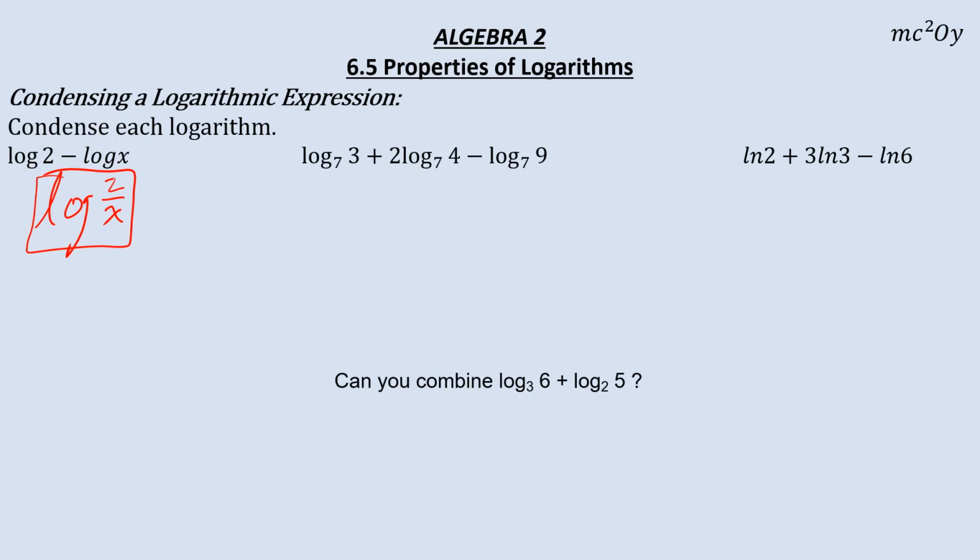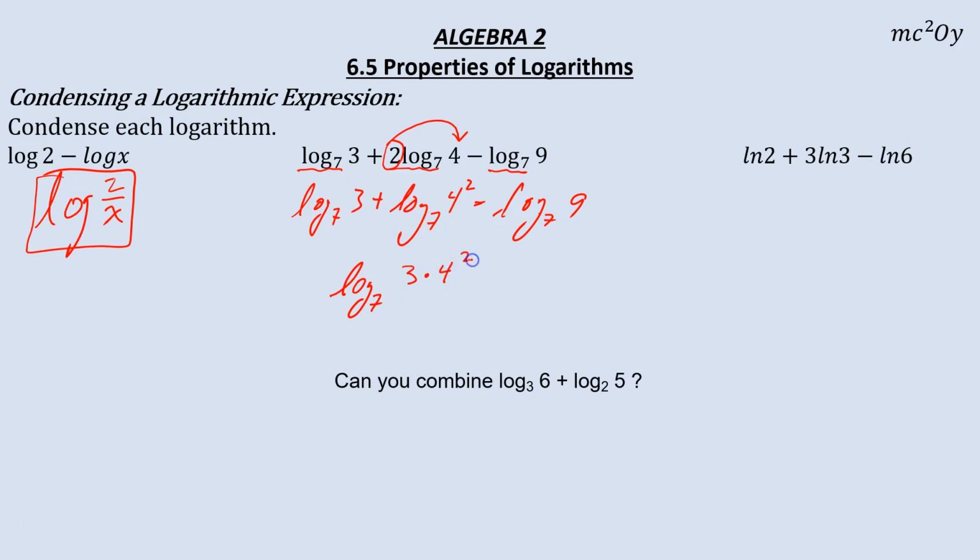Okay, looking at this next one, I see log of 7, I see 2 log of 7, and I see log of 7. You can't have that 2 out there, so first thing I need to do is get rid of this 2 so I can deal with it. And we can bring that in. So I now have log base 7 of 3 plus log base 7 of 4 squared minus log base 7 of 9. Okay, well, that's log base 7 of 3 times 4 squared. And that minus means I'm dividing it by 9.